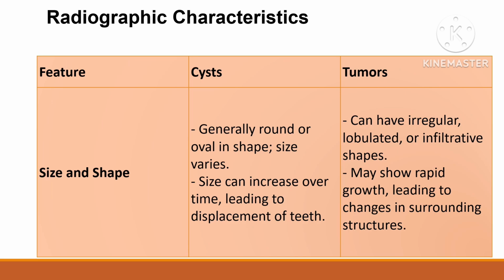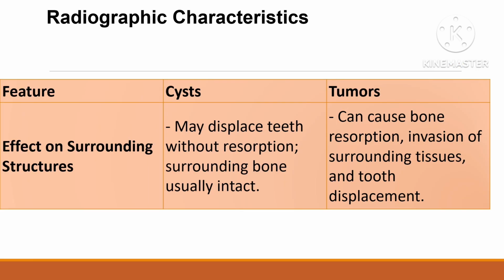If we talk about the size and the shape of cyst and tumor, cysts generally have a round or oval shape with the sizes varying from small to large. They may increase in size over time, leading to the displacement of adjacent teeth. While the tumors can take on irregular, lobulated or infiltrative shapes. Rapid growth is often the feature of the tumors, resulting in significant changes in the surrounding structures.